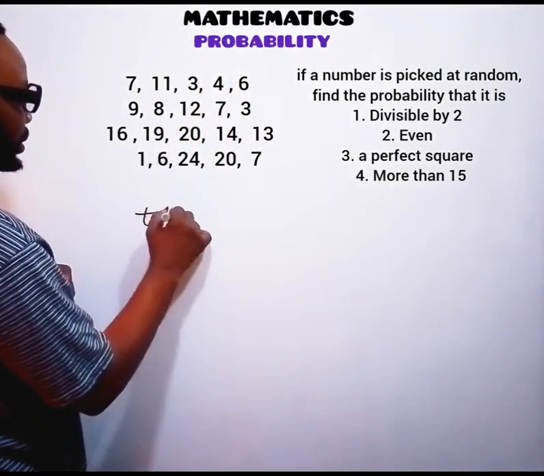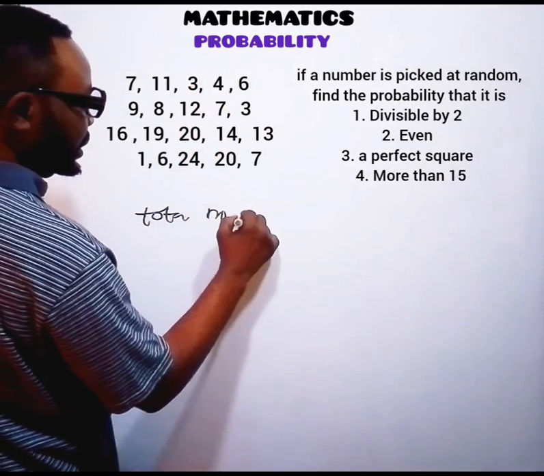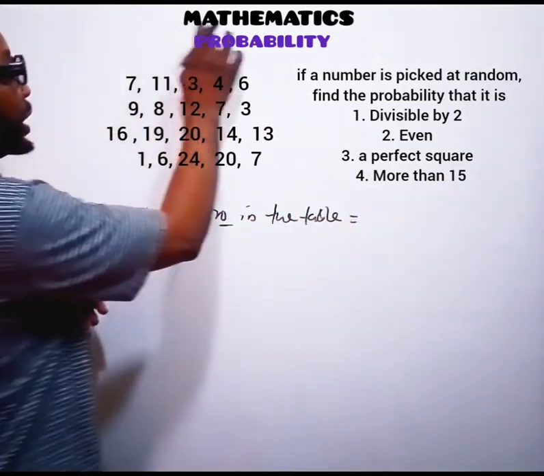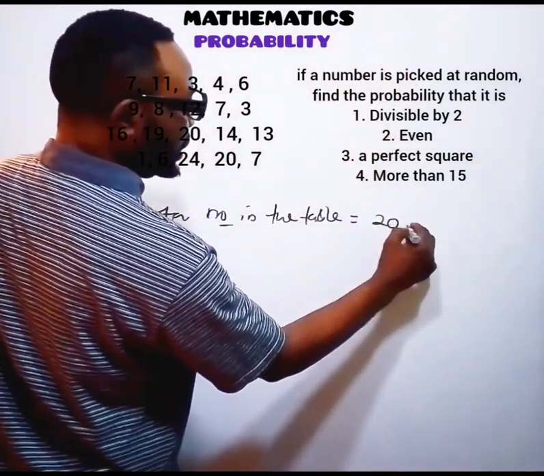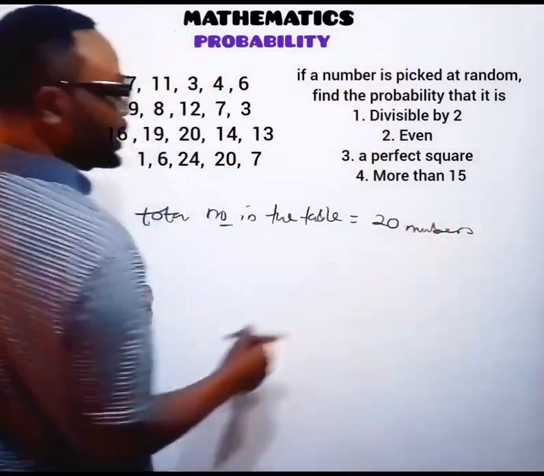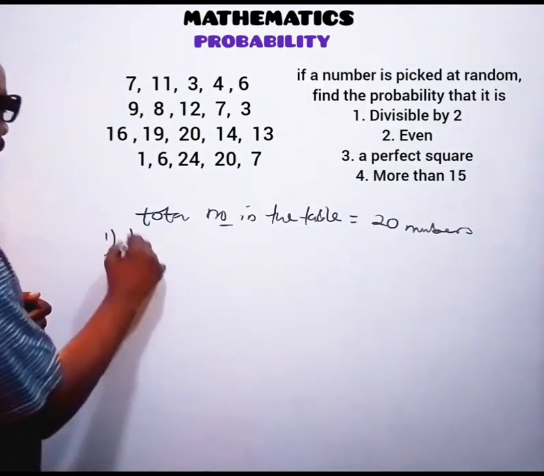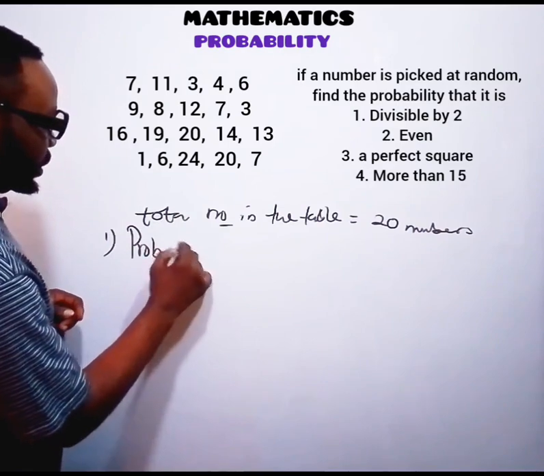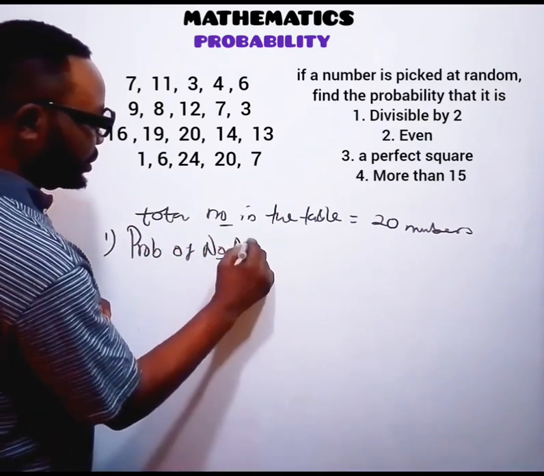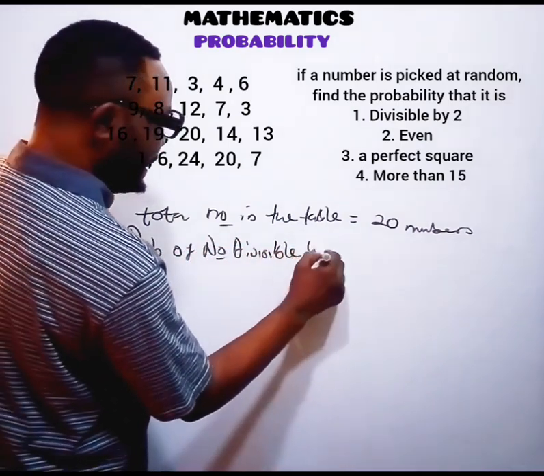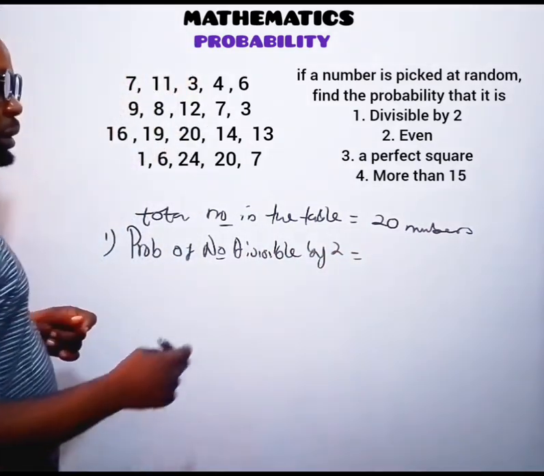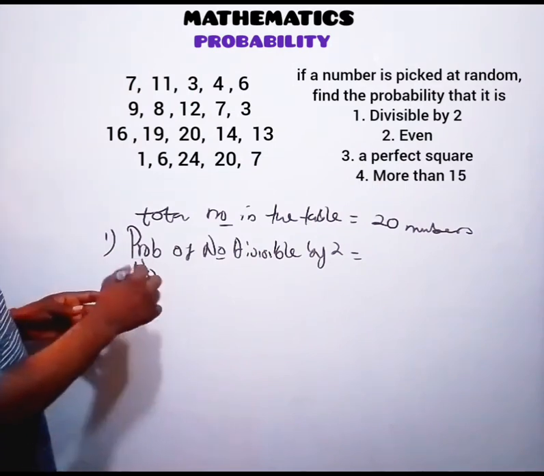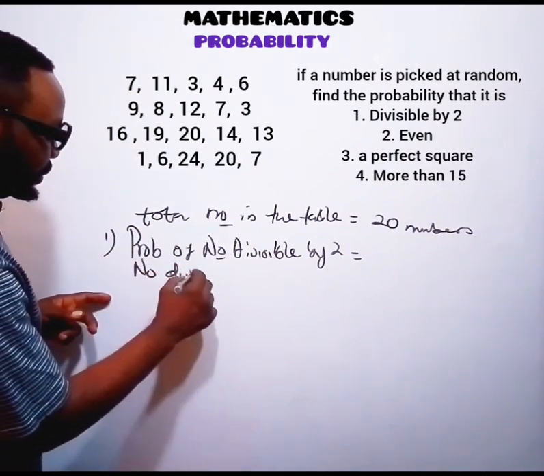Total number in the table will be equal to, if you count together, 20 numbers. We have 20 numbers now. For the first question, the probability of obtaining a number divisible by 2 will be equal to... The first thing we need to know here is the numbers divisible by 2. We have to pick them out.